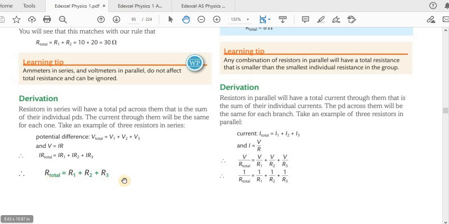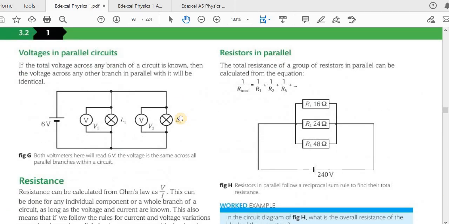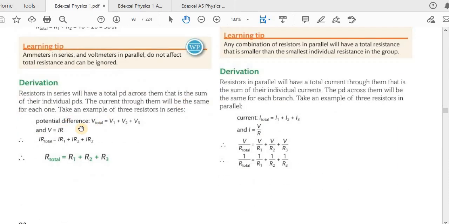When in series, this is the equation. We simply add the individual resistances to get the total resistance in the series connection. How we get it is like this. Now we saw that the total potential difference from here to here is simply the sum of the individual potential differences. So we can say the total potential difference is V1 plus V2 plus V3.